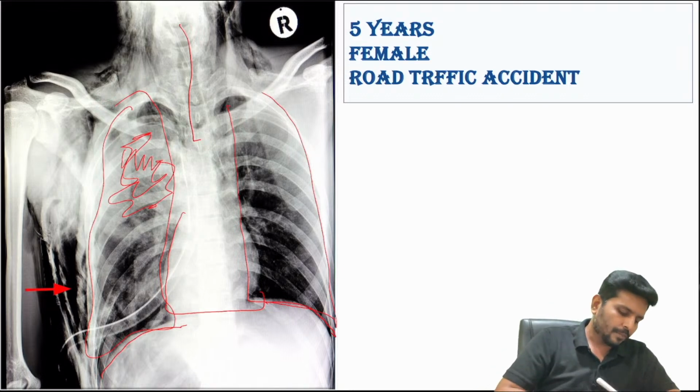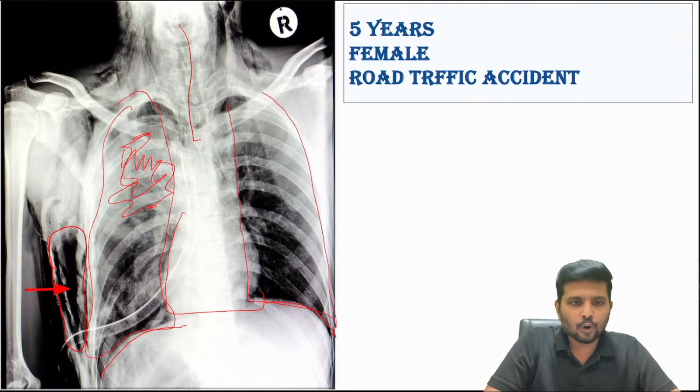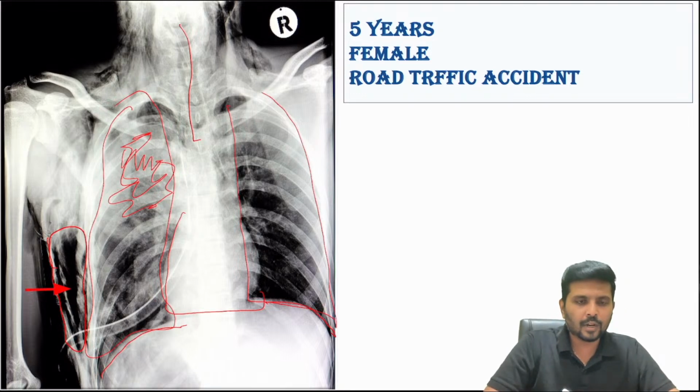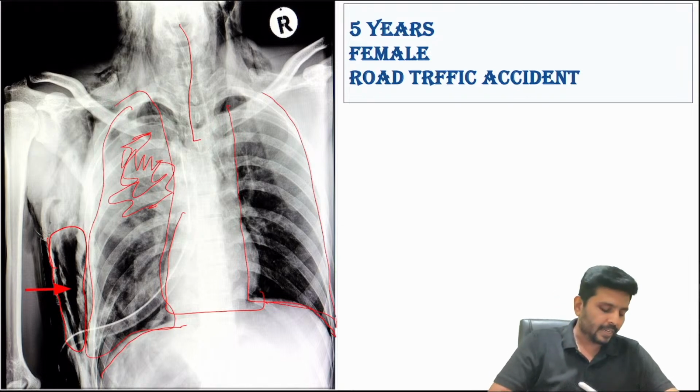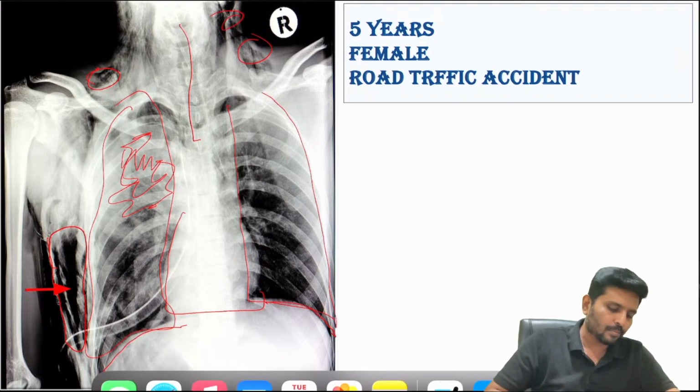Look at this. In this X-ray, look at this air. What is this? Look at this air. The air is in the chest wall. Look at this. The air is in the chest wall. So whenever you have air in the chest wall, it indicates that the child is having underlying subcutaneous emphysema. Look at this. Air is present, air is present, air is present.